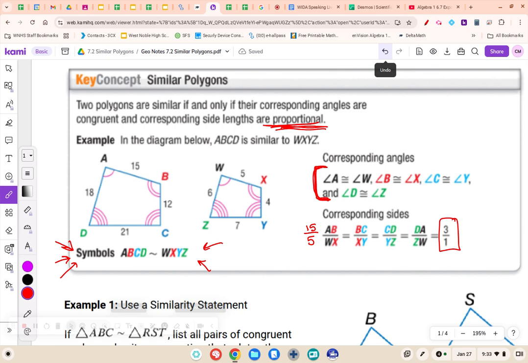If we actually look at all of these fractions, we have 12 over 4 for the next one, 21 over 7, and 18 over 6. You'll notice that they all have the same ratio. That has to be true because of this proportional side lengths idea.